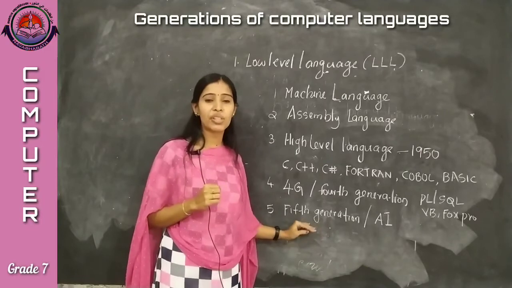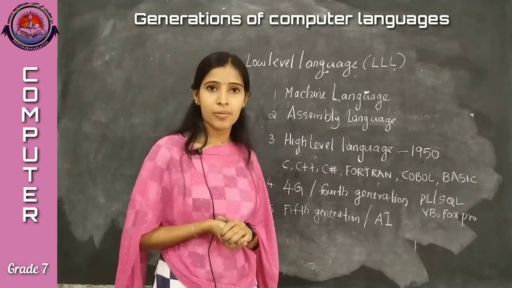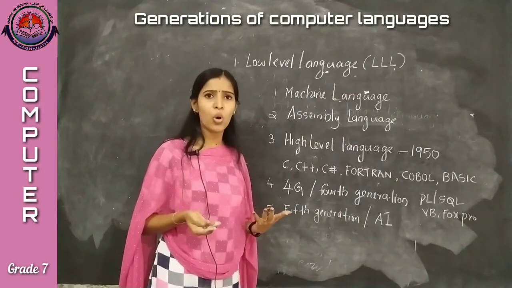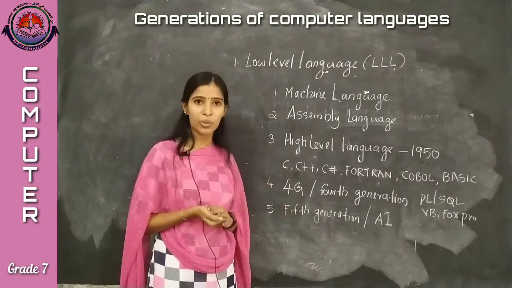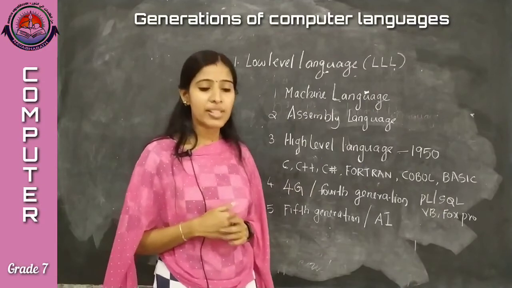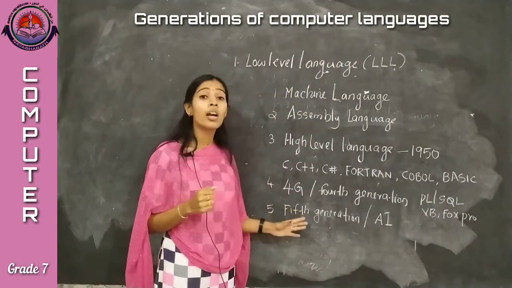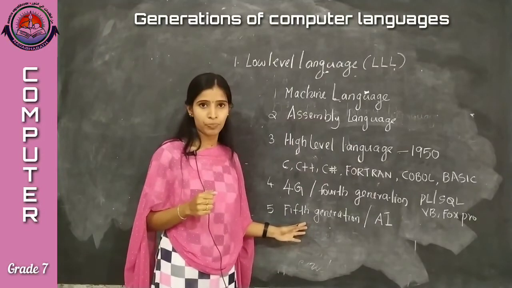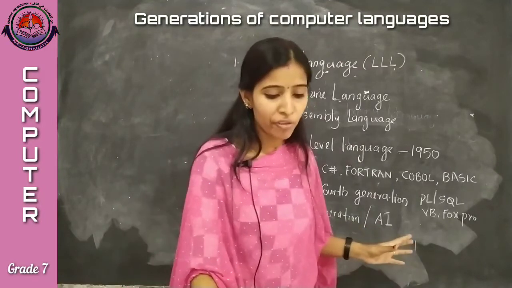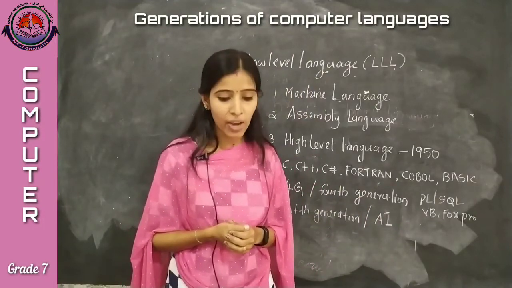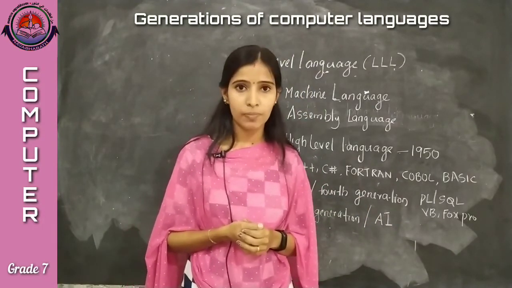One example of fifth generation is robotics. Whatever a human being can do, the robot can also do, right? So robots are an example of fifth generation programming. Some other examples of fifth generation are Mercury, OPS5 and also Prolog.